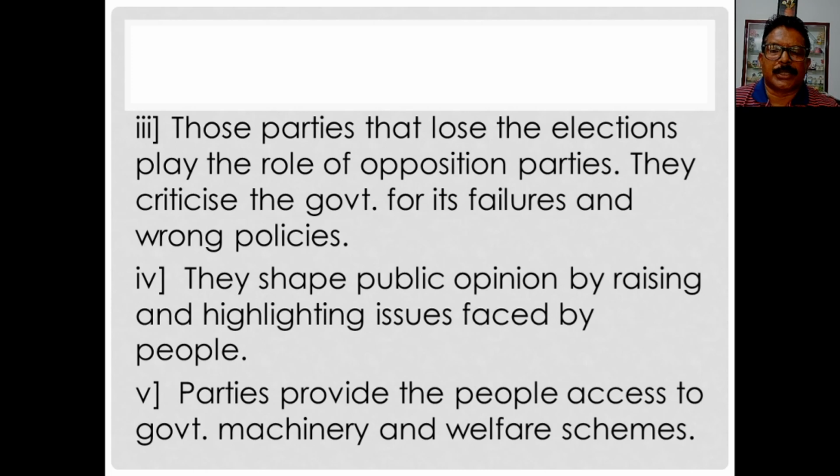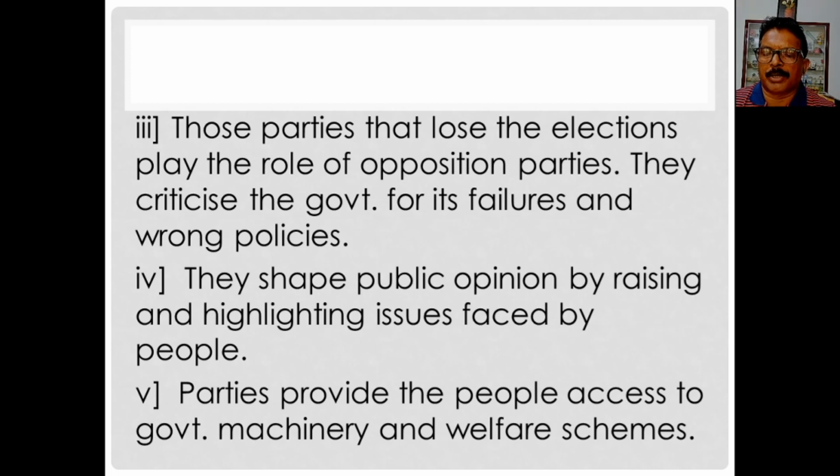Those parties that lose the elections play the role of opposition parties. In Kerala, Congress, the UDF, are now opposition parties. They criticize the government for its failures and wrong policies. So it is the duty of the opposition parties to criticize the government for its failures and wrong policies.